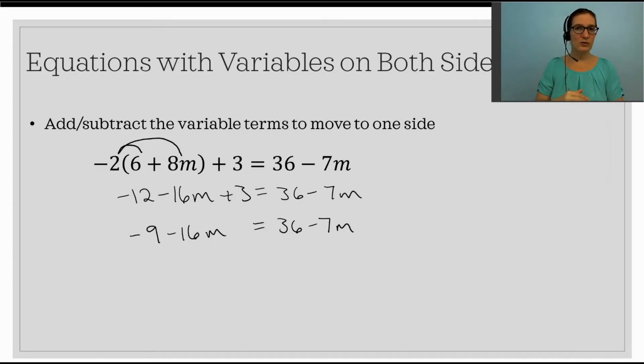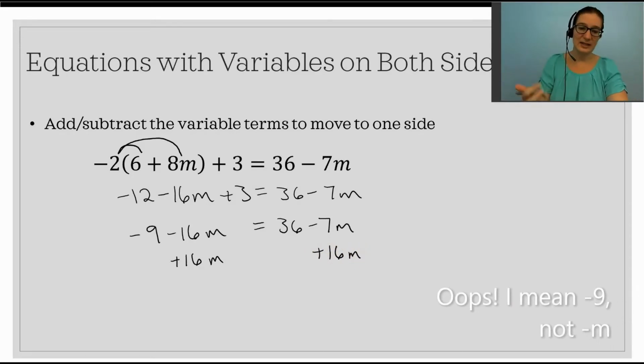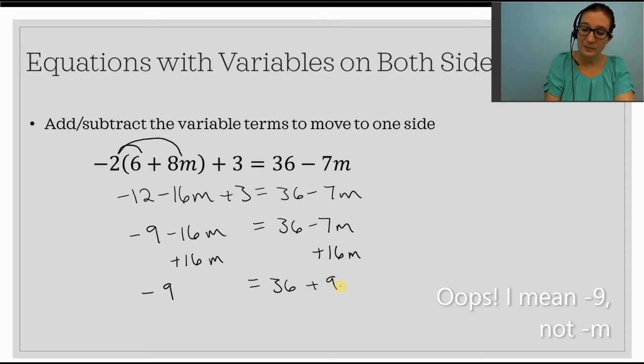We usually want to move the one that is smaller. So since -16 is smaller than -7, that's the one that I'm going to move. And what this usually does is it means that we're going to deal with positive variables instead of negative variables. So you don't have to add the 16. You could add the 7 instead and still get to the answer just fine. So now I have -m equals 36. -7 plus 6 gives me 9.